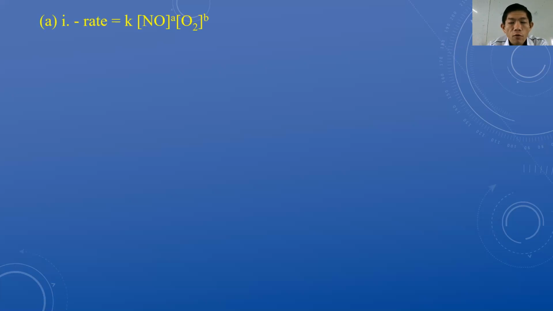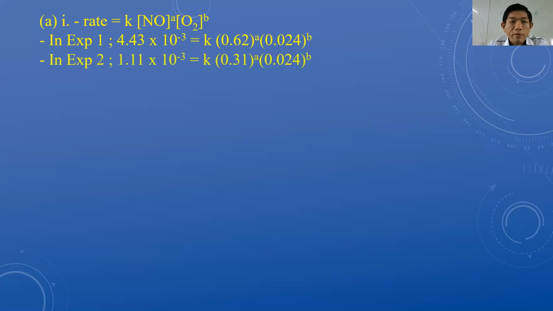Then you substitute all 3 experimental values into the rate equation written, where in experiment 1, you have 4.43 times 10 power negative 3 equals k, 0.62 power of a, 0.024 power of b. In experiment 2, 1.11 times 10 power negative 3, k, 0.31 power of a, 0.024 power of b. And in experiment 3, 8.86 times 10 power negative 3, k, 0.62 power of a, 0.048 power of b.